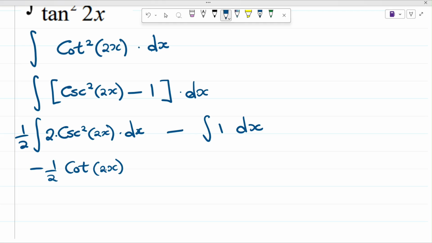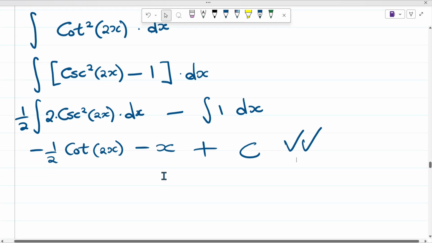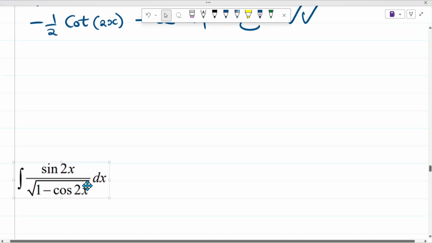Negative that cot of 2x, and then we integrate 1, which is just going to be negative x, and then plus C. Ta-da! You have your answer there, and that's just it. Simple like that. And then we move.